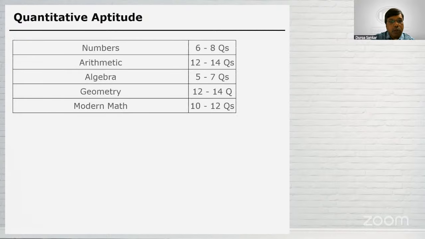So if we look at the various types of questions in each of the areas, based on the reports we have got, this is the approximate number of questions from each area at this point. Arithmetic and geometry seem to have dominated the section, with modern math very close by, whereas numbers and algebra did not have as many questions as the others.